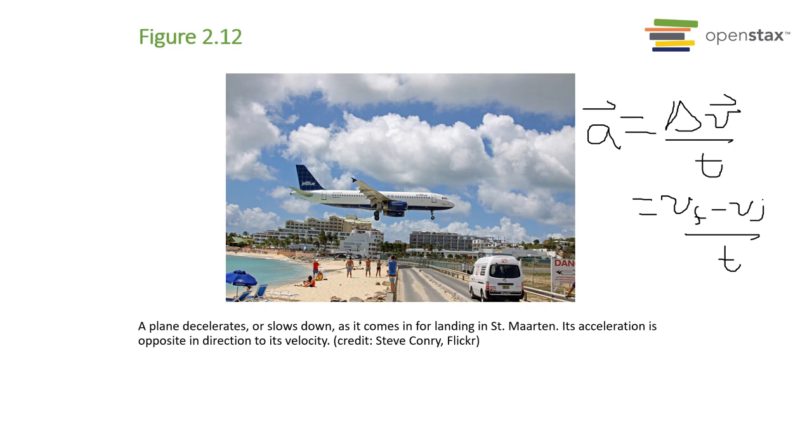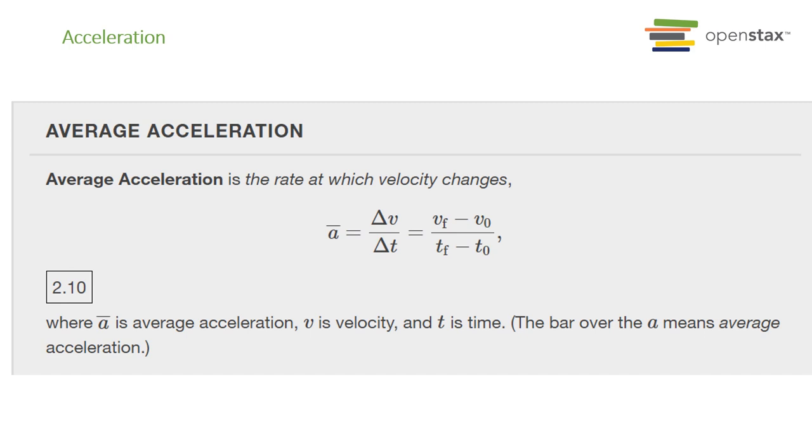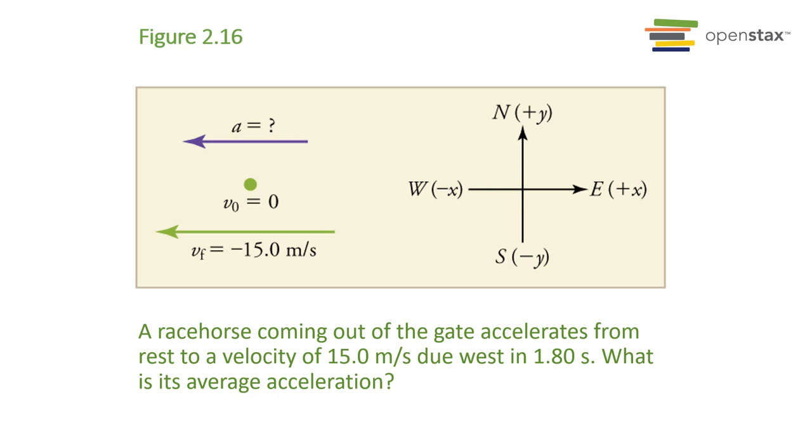And here we have the definition of acceleration: change in velocity over time. Remember, velocity is a vector, so sign matters, just like with acceleration. Let's do an example with the acceleration of a racehorse coming out of the gate. So here we have a horse that accelerates from rest, which is 0 meters per second, to a velocity of 15 meters per second due west.